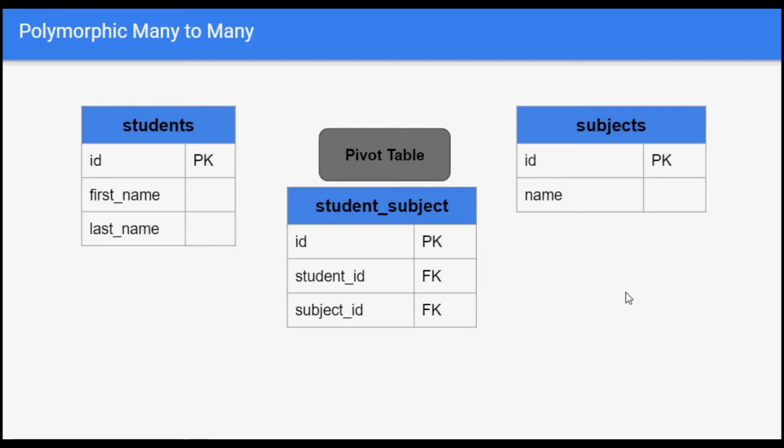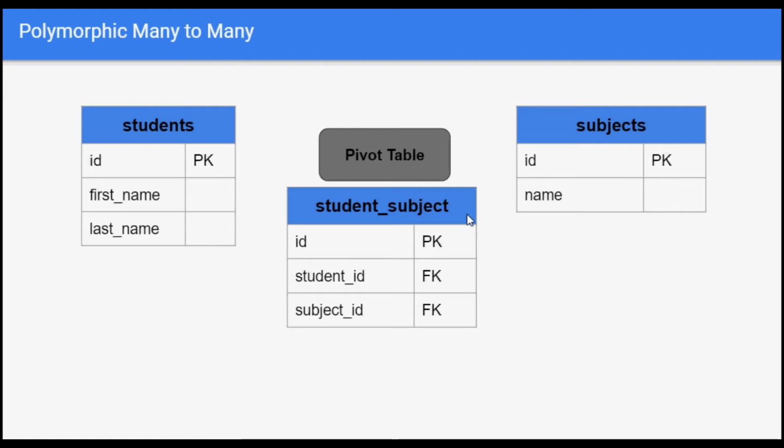In this video, we will see how to manage polymorphic many-to-many relationship. We had this scenario when we discussed many-to-many relationship. We had students table and subjects table, and both of them were linked using this pivot table student_subjects.